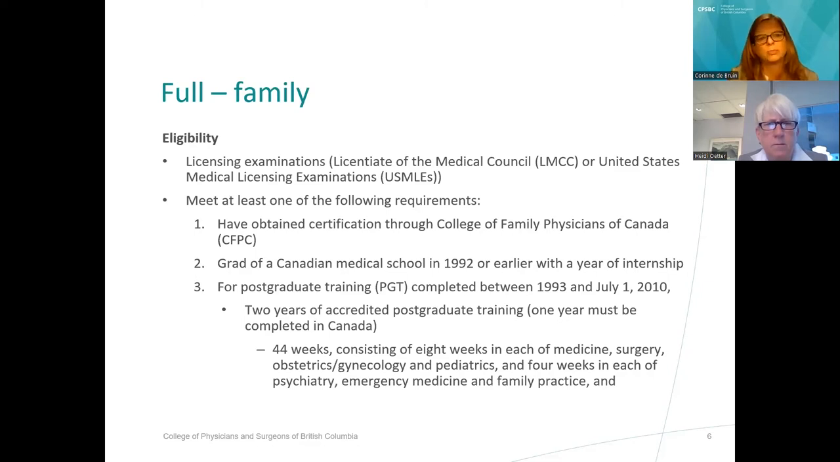In order for an applicant to be eligible for the full family class, they need to have their licensing exams. And in BC, we accept both the LMCC, which is the Licentiate of the Medical Council of Canada, or the United States Medical Licensing Exams, and the short form for that is the USMLEs. In addition to that, an applicant must meet at least one of the following requirements. And these requirements are different because the training has changed over the years. So they need to have obtained certification through the College of Family Physicians of Canada, or they need to be a graduate of a Canadian medical school in 1992 or earlier with a year of internship. Or if they did their postgraduate training between 1993 to 2010, you can see that there are other requirements listed here on the slide.